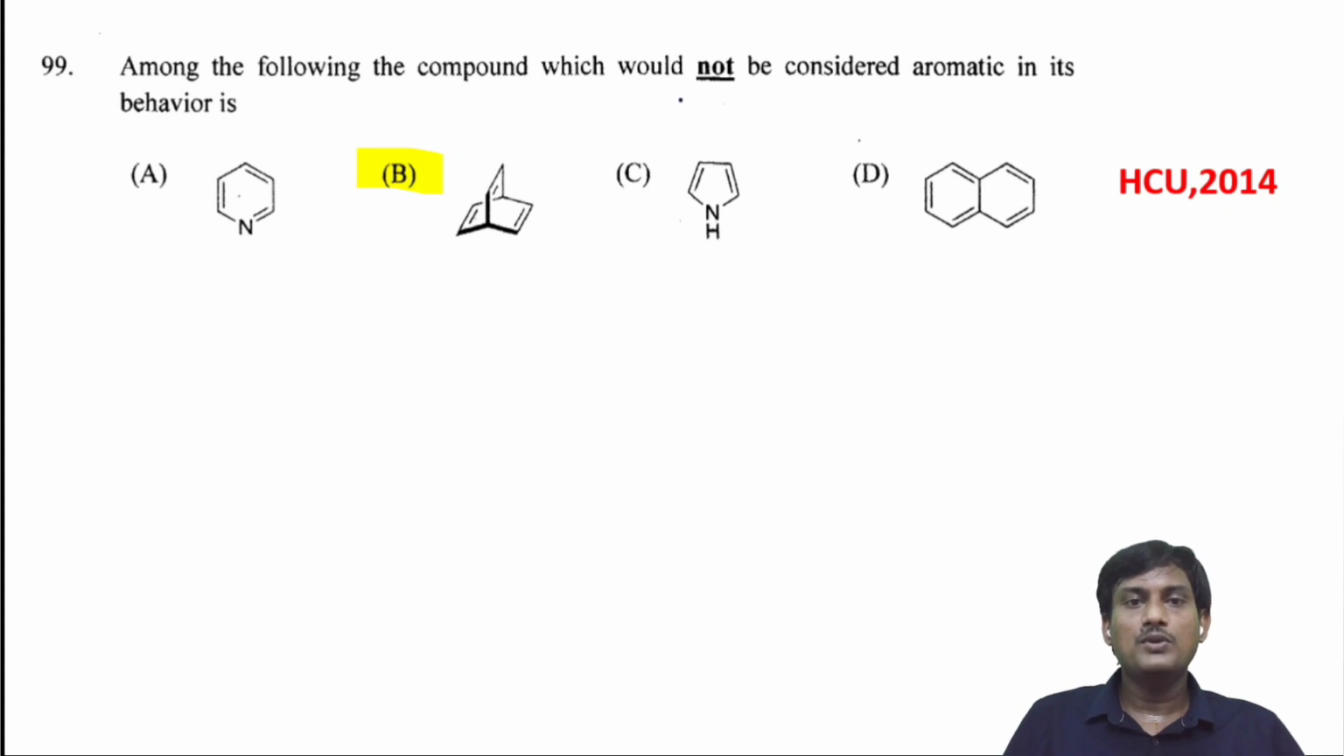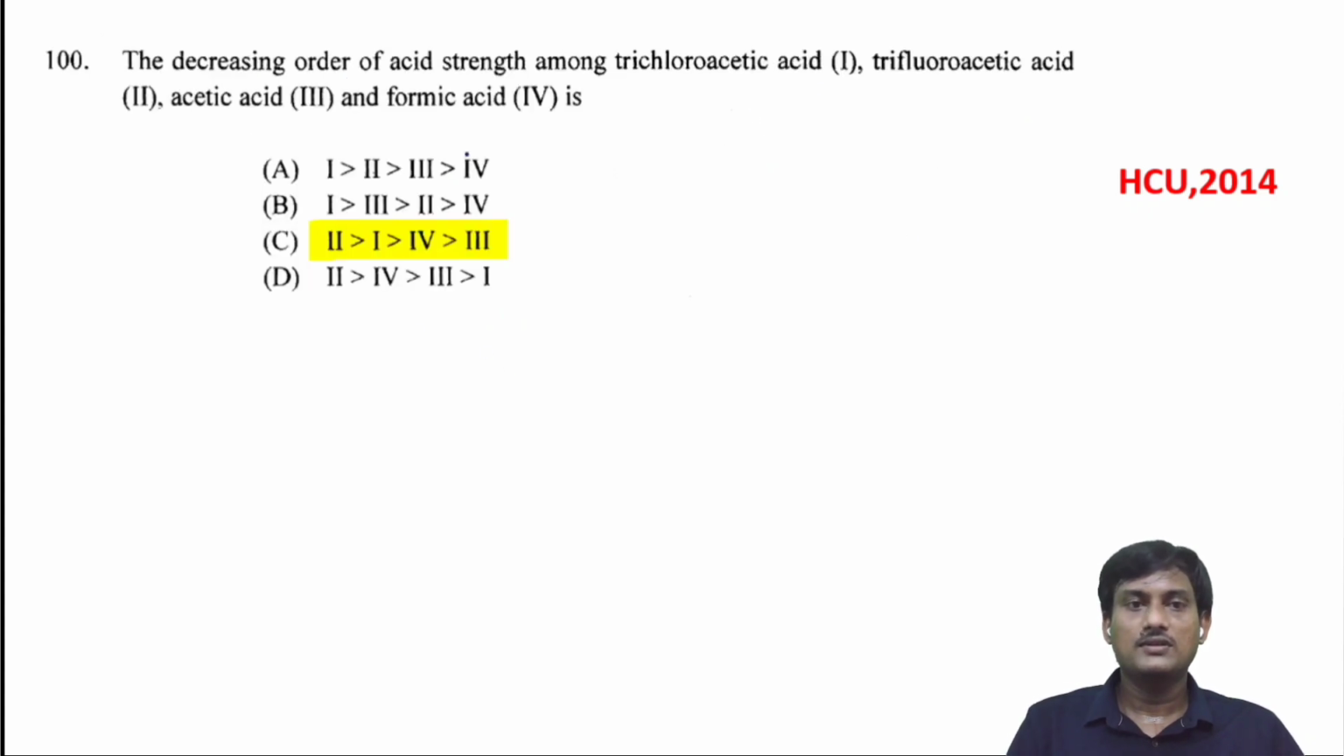Among the following, the compound which would not be considered aromatic in its behavior. Pyridine, it's aromatic. This one is non-planar, so it's not aromatic. It's aromatic. This one is also aromatic. So B is the correct option.